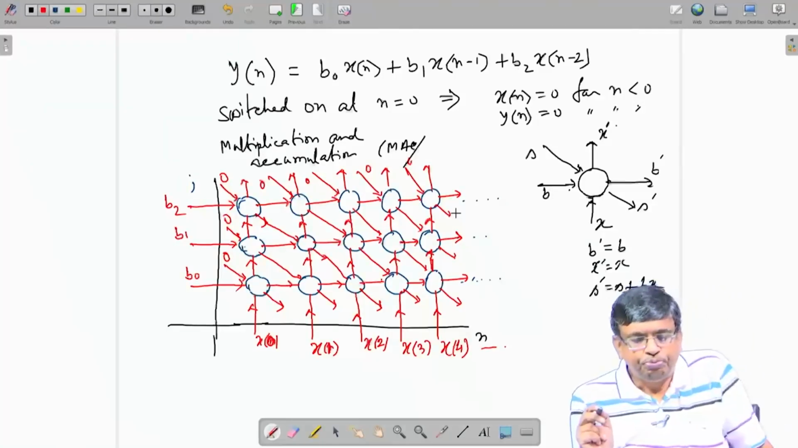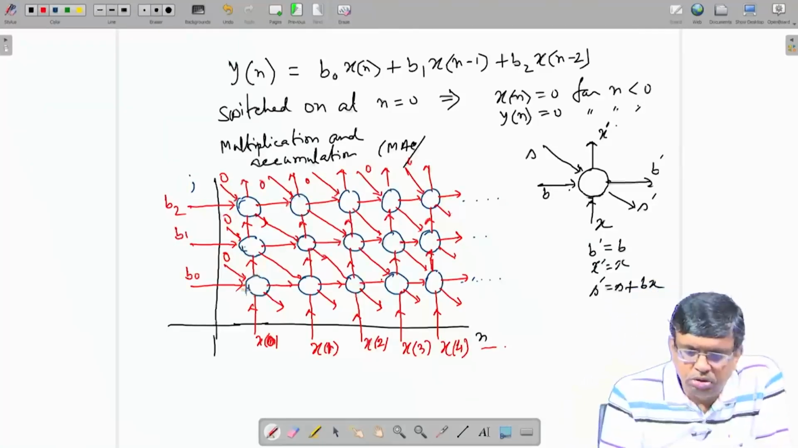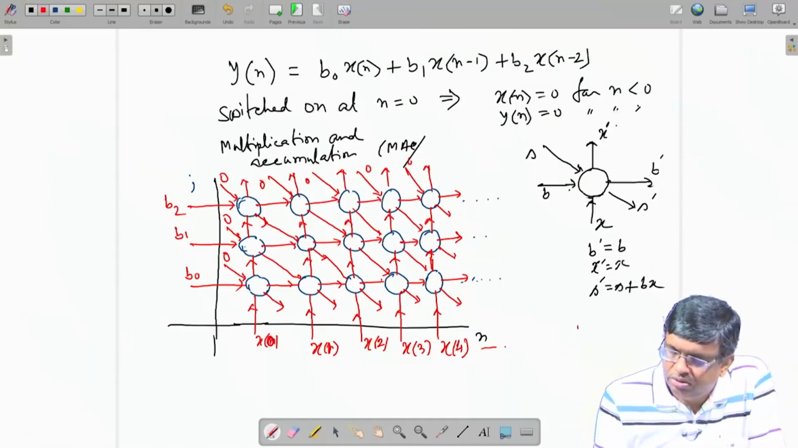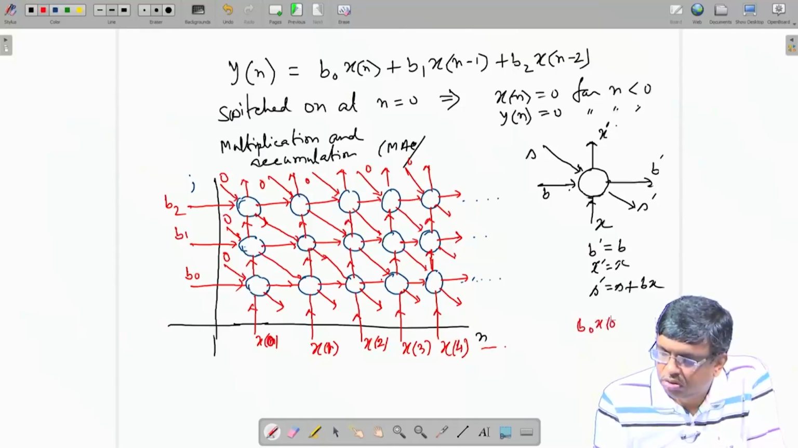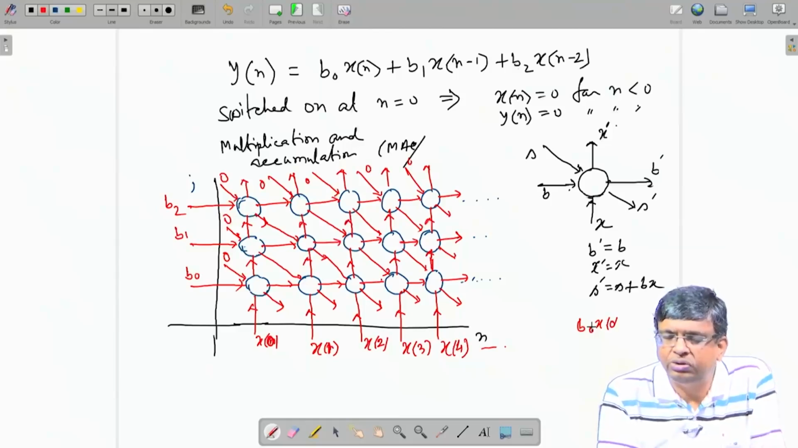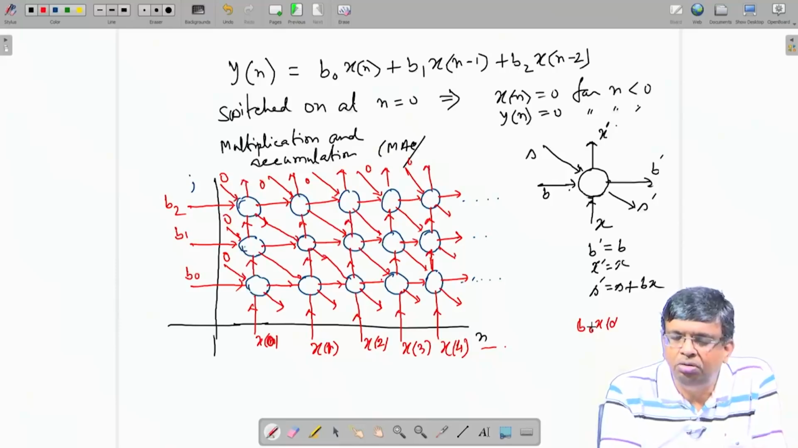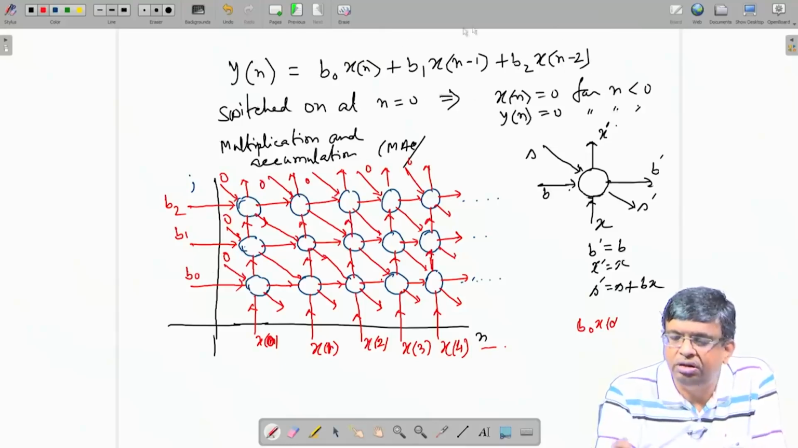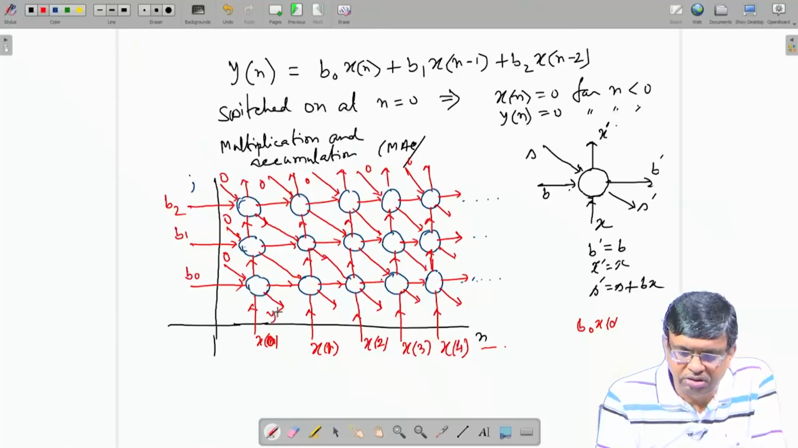And so on and so forth. Let us start at this node. What is this doing? X of 0 going in, B0 going in, B0 into X0 plus incoming 0, that will come here. So what is coming here is B0 X0. Now, what is Y0? Y0 means B0 X0 and then B1 X minus 1. X minus 1 is 0 because it is switched on at n equal to 0, X minus 2 is 0. So that means Y0 is nothing but B0 X0. That is why I have given 0 here. The previous computation from this side is yielding 0, with that only B0 X0 is coming. So what I am getting here is Y0.